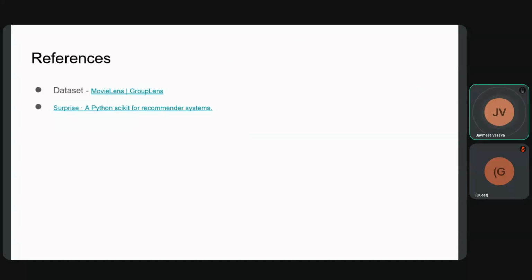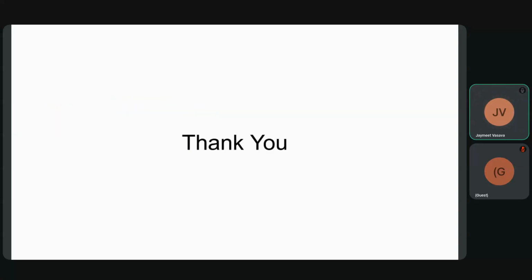So this was it for the course on machine learning using Python. The data set is over here, and you can download it from here. The link to the Surprise library of Python is also here, you can read it in order to get a deeper understanding.